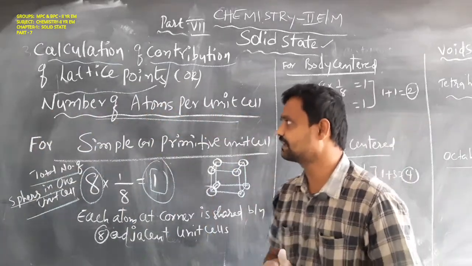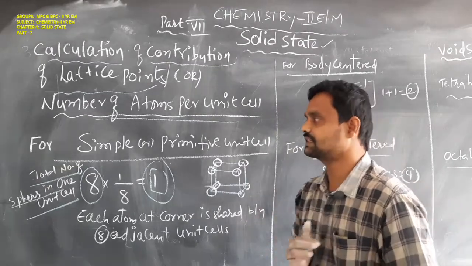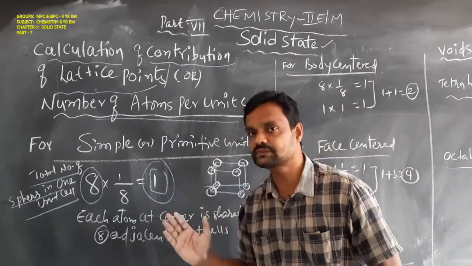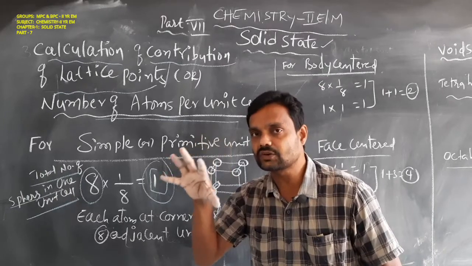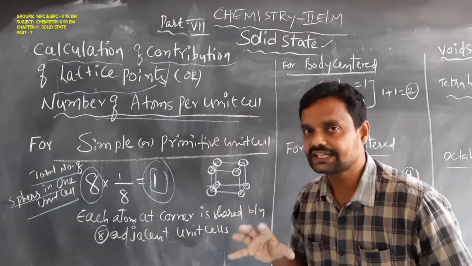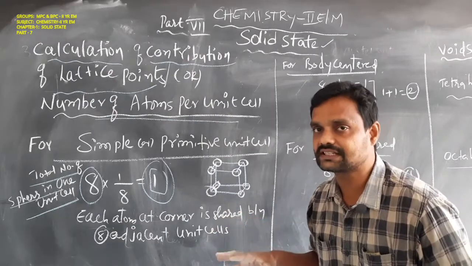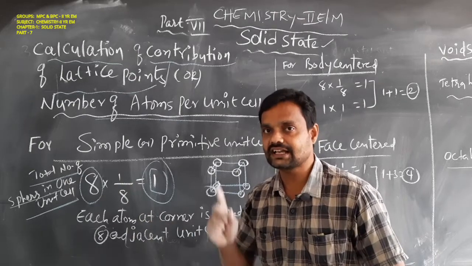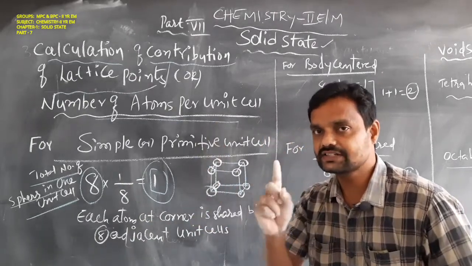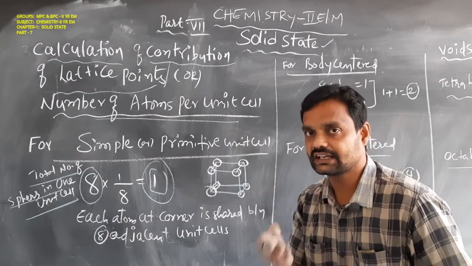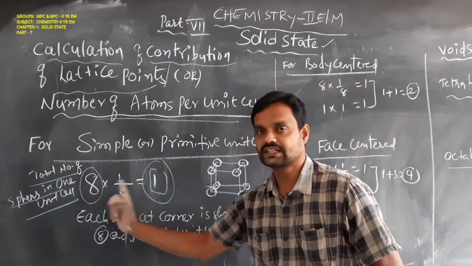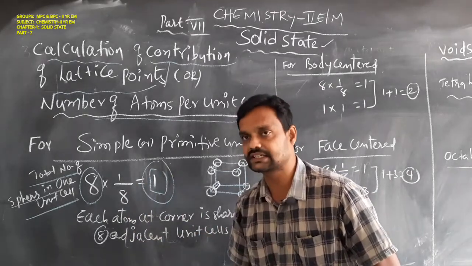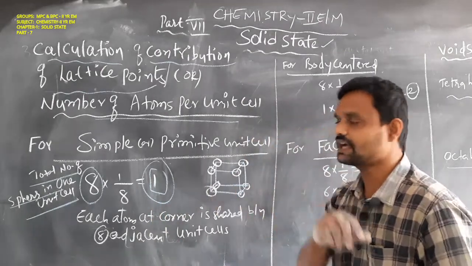This is the method to calculate the contribution of a unit cell, or number of atoms per unit cell. Simple or primitive means the atoms are present at corners only. How many corners exist in a simple or primitive unit cell? 8. Each corner atom is shared between the 8 adjacent unit cells, so each unit cell needs 1 by 8. So 8 into 1 by 8, total equals 1. This is the total number of atoms in 1 unit cell for simple or primitive.